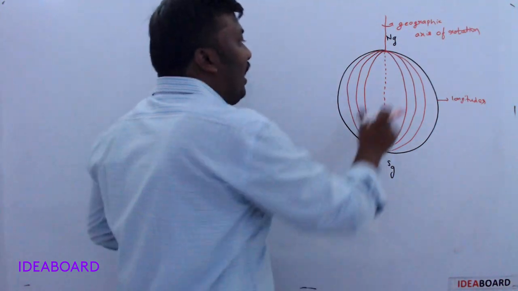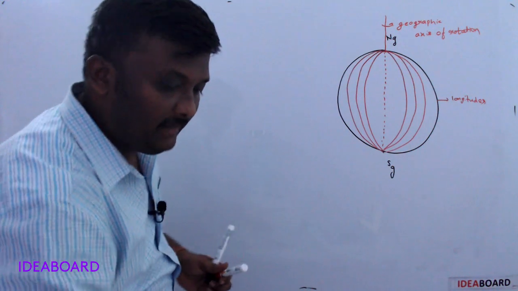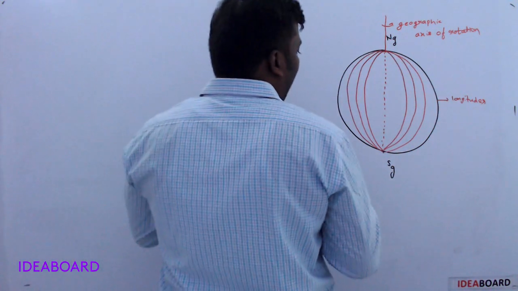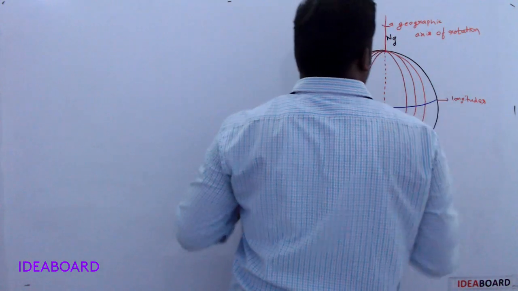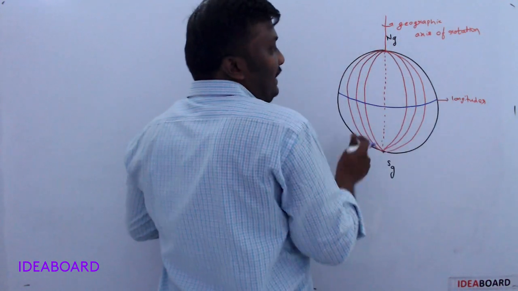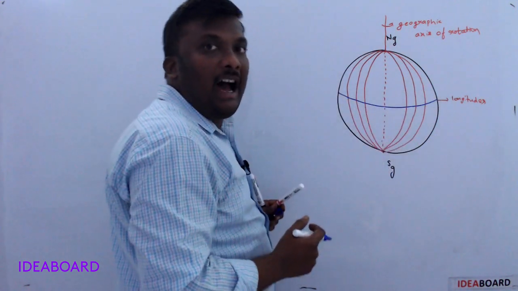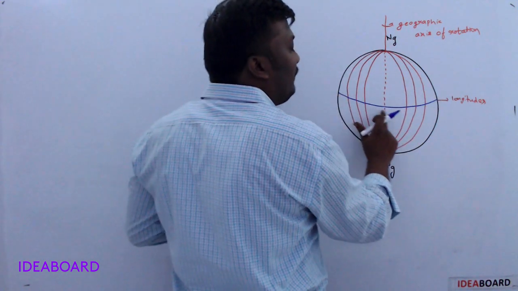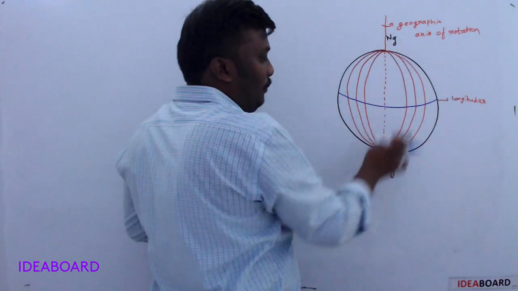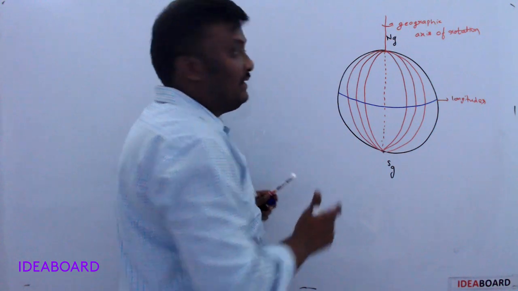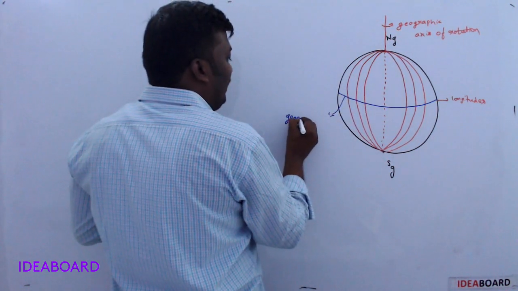Understand? And on the surface, there is one great circle which exactly divides the earth into two equal halves. All points on this great circle are at equidistance from both NG and SG. This one is called the geographic equator.